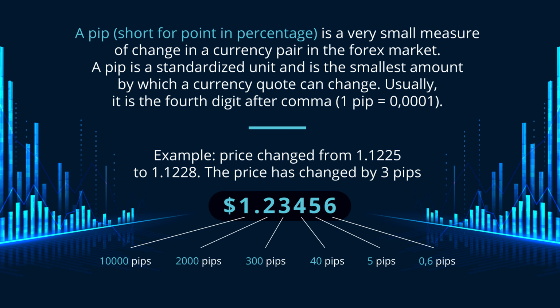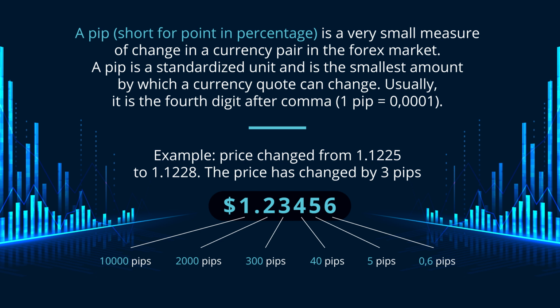A pip is a standardized unit and is the smallest amount by which a currency quote can change. So usually it is the fourth digit after comma. Or in other words, 1 pip equals to 0.0001 or 1/10,000.